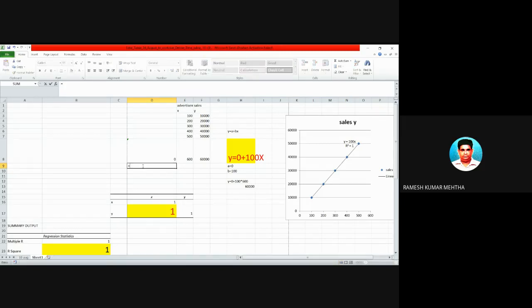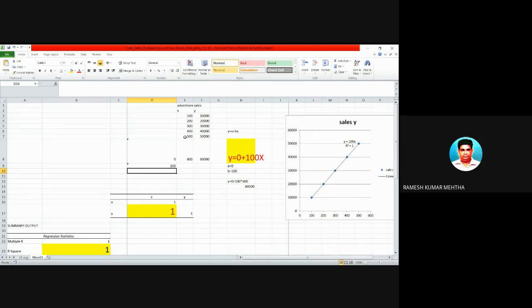Is equal to, the command is slope, bracket start, known values of y and known values of x, drag it and close it. You got 100. So beautiful. So if somebody is teaching you one way, I can teach 3 ways. So this is the way we can do it.